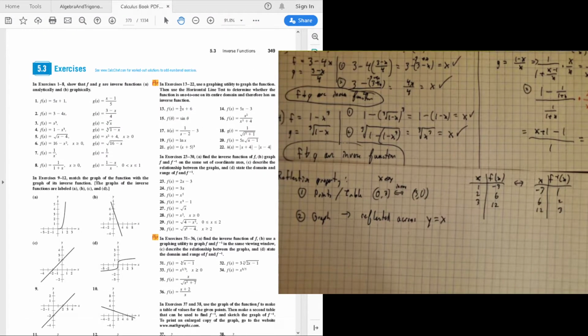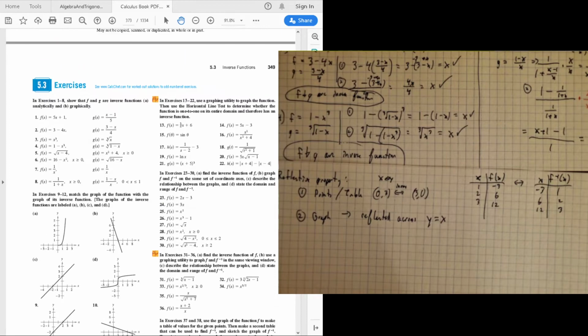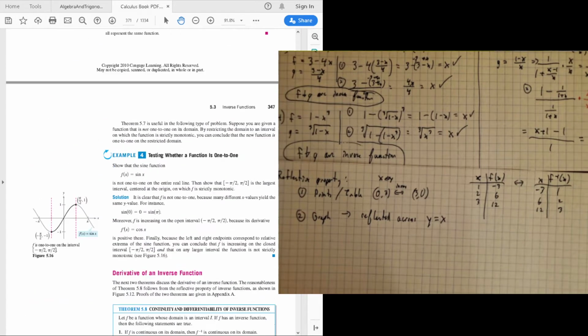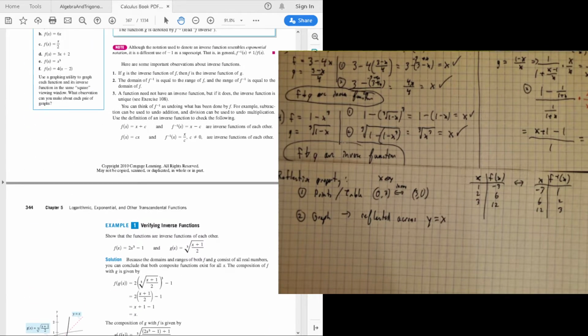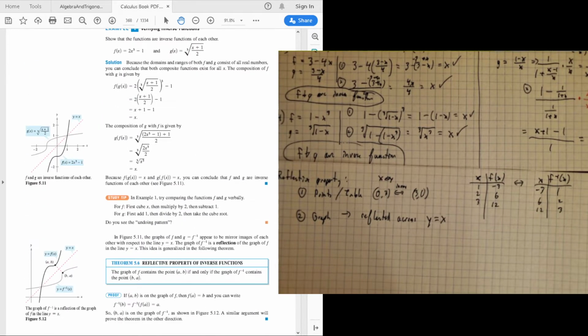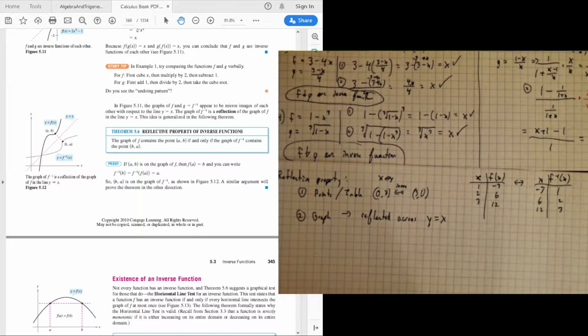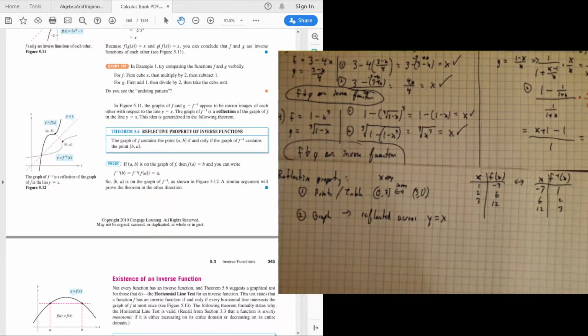Okay. So like before, going back to our notes, this little piece of information is contained right here in Theorem 5.6. The graph of f contains the point (a, b) if and only if the graph of f inverse contains the point (b, a). So in other words, a and b are absolute opposites. They have to fit that way. And a very simple proof of that is just by doing direct substitutions, as you can see here.